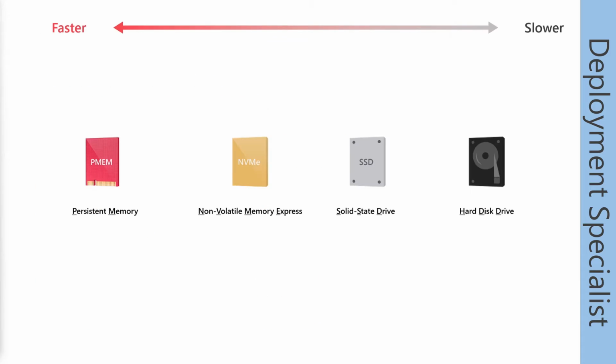So when we have a look at the different drive types, the question is, why do we combine these drive types? Let's have a look at the hard disk drive.